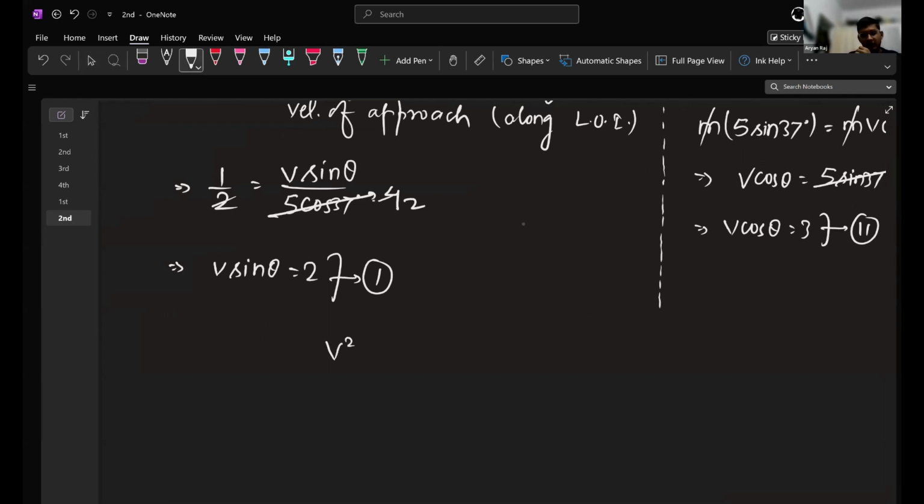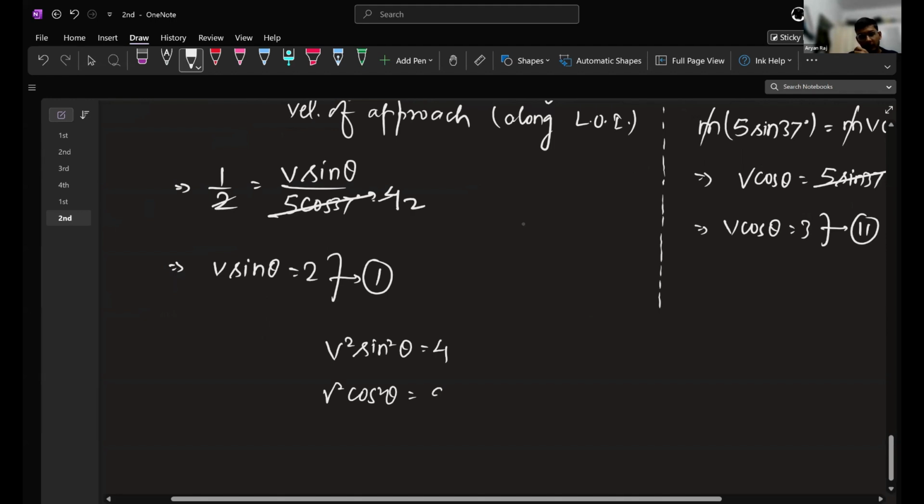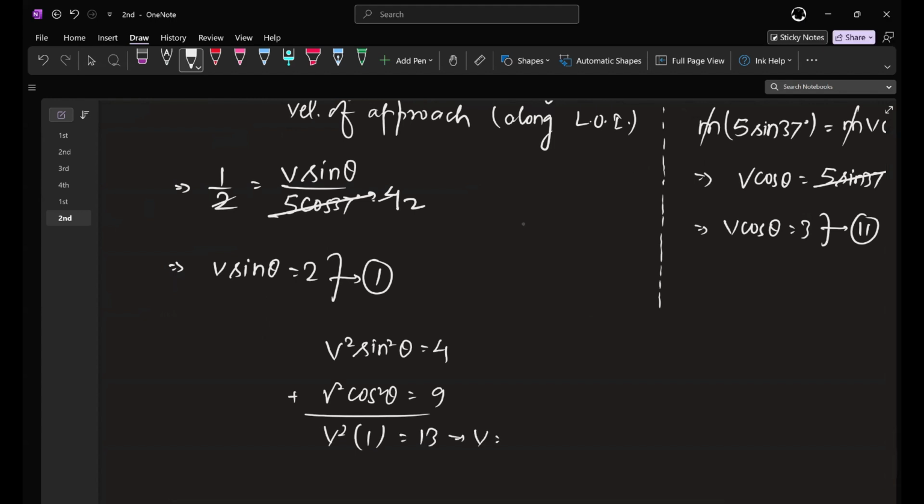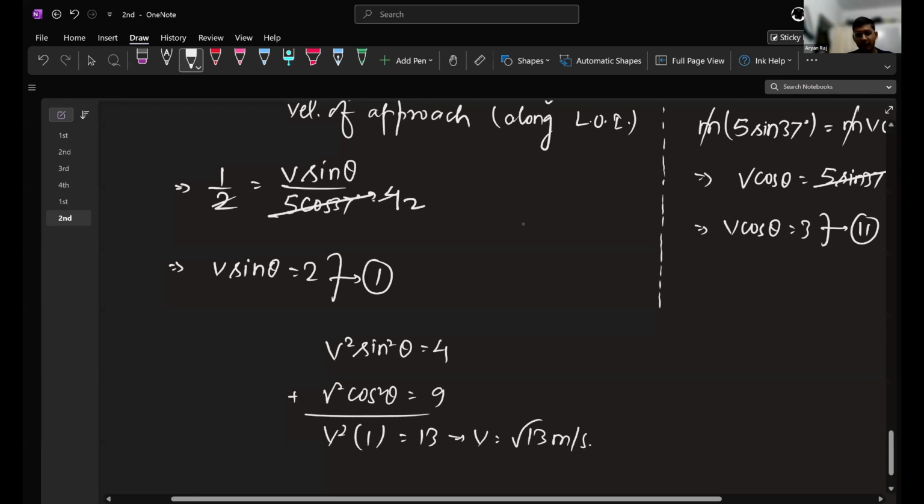We'll square and add, because sin²θ + cos²θ is going to be equal to 1. Adding v² brackets 1... you are getting it, right? Sin² plus cos². It means v comes out to be under root 13 meters per second. And what about theta? Theta will be sin⁻¹(2/√13) from this equation.